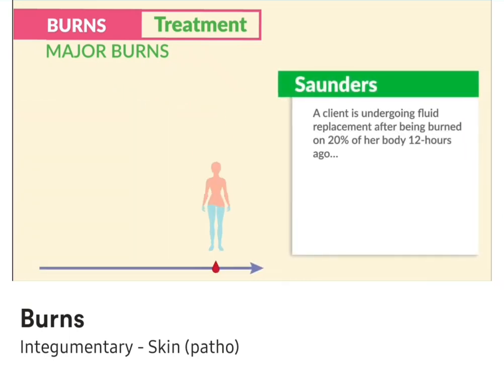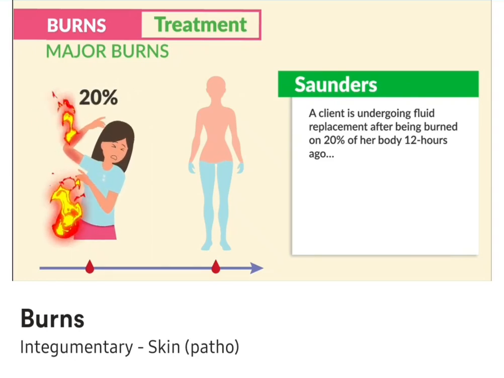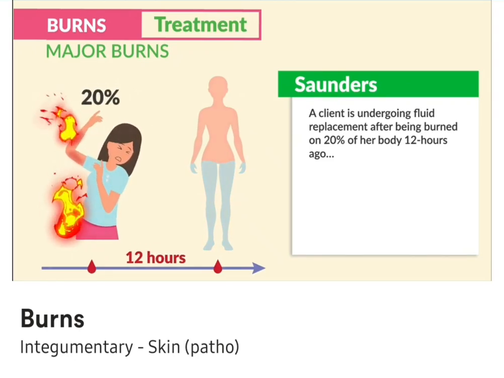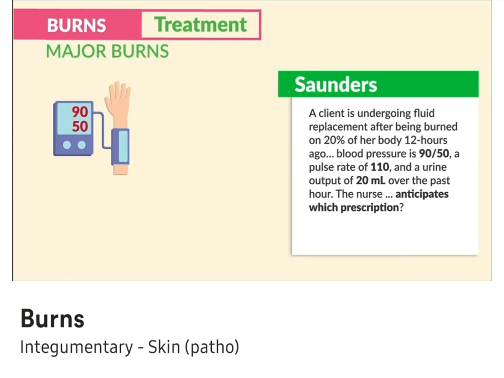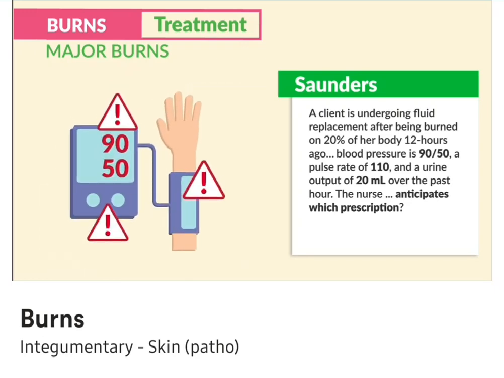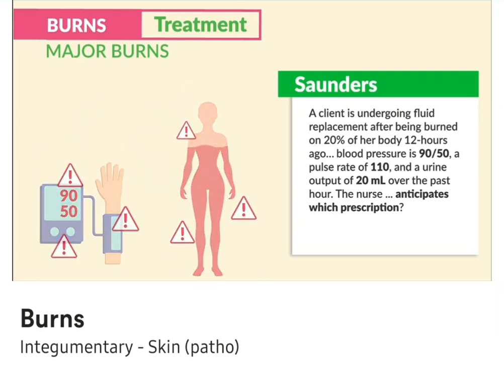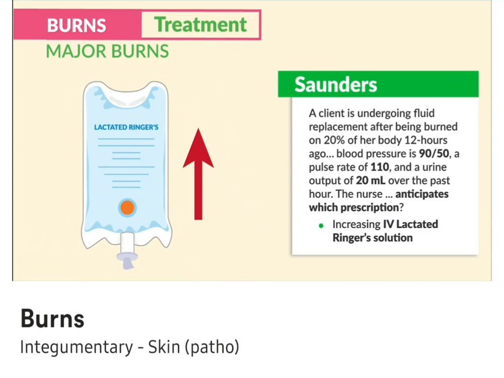So Saunders mentions, a client undergoing fluid replacement after being burned 20% of their body about 12 hours ago. The blood pressure is pretty low, 90/50, a pulse rate of 110, and a urine output of 20 mLs over the past hour. The nurse anticipates which prescription? Okay, so look at the key terms here. The BP is definitely not looking good. We're probably going to slip into hypovolemic shock for sure. So increasing the IV lactated ringer solution is the best option.